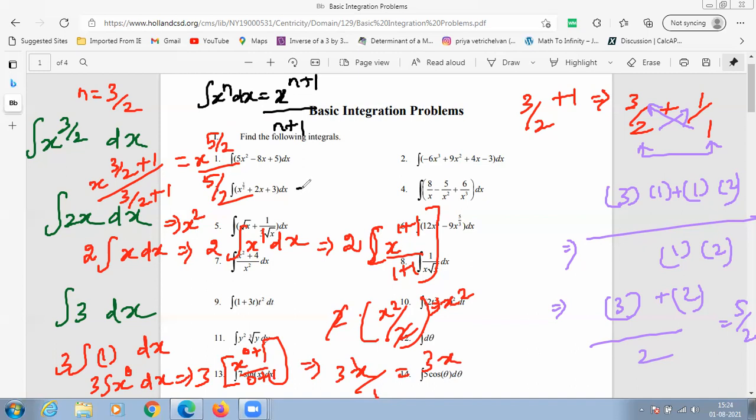So the result for this question is x power 5 by 2 upon 5 by 2, plus x square plus 3x. So that is the result.